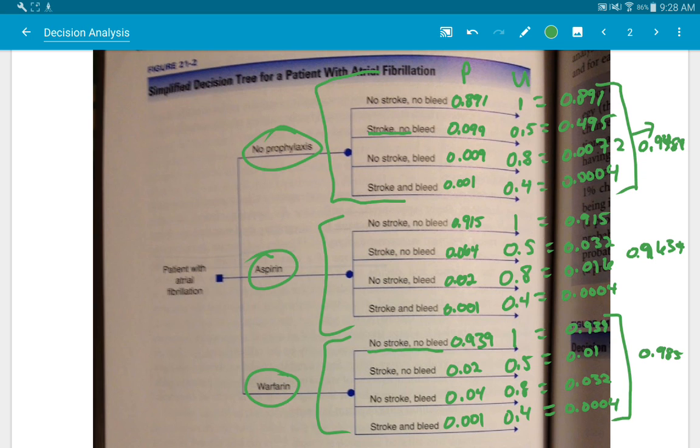And the higher the number, the higher the likelihood that patient will have a high quality of life. We have mathematically come up with an answer to our question. So now you can help me rank these. Which of these is most likely to produce the highest quality of life? Warfarin. Which one is least? No treatment, because that's a 4.9481 there. And then in the middle would be aspirin.